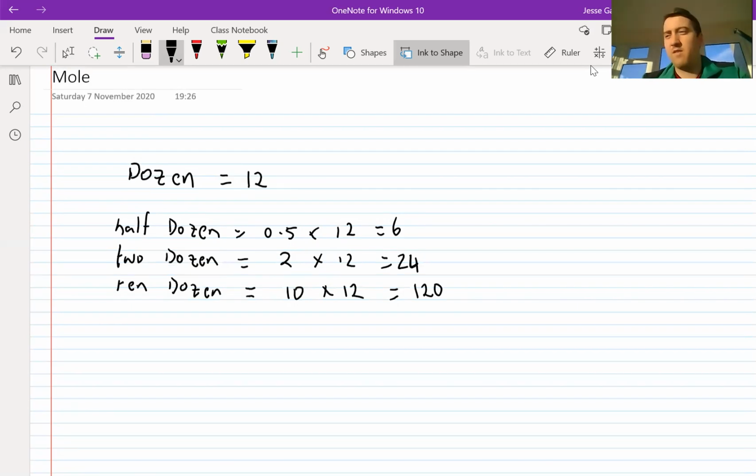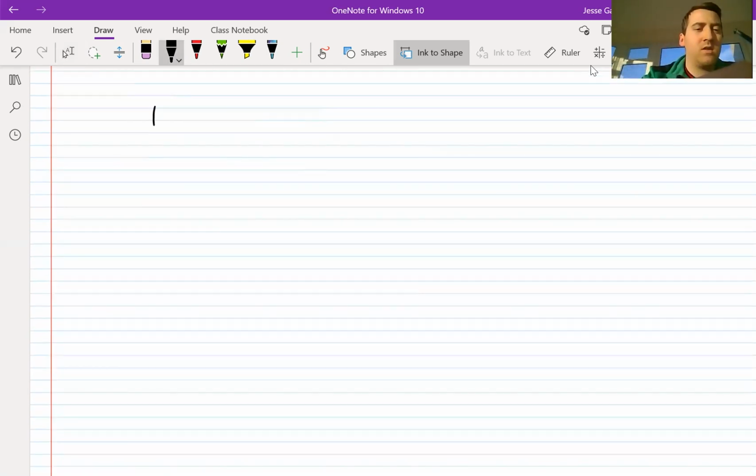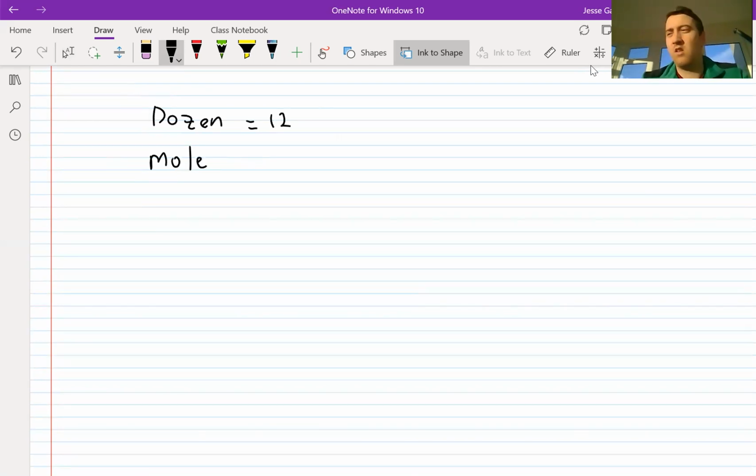Well, in chemistry, we also have a word that means a number. So just like we have the word dozen, that means 12, in chemistry, we have this word mole, M-O-L-E, mole. And mole is just a number. What happens to be a very, very, very large number. So that's the big difference here. A very, very large number.